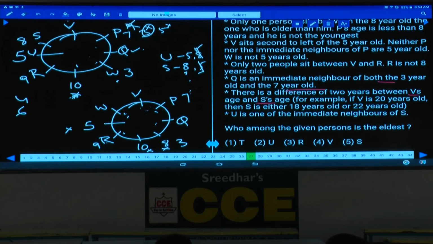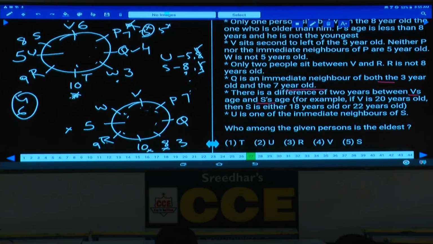Now the difference between S and V is how much? 2 years. S and V differ by 2 years, and among the remaining 4 and 6, if S is 8, V must be 6. If V is 6, Q must be 4. And if Q is 4, then who is the person left over? T is the person left over, and T is 10-year-old. Done with this? Then coming back to the second one.